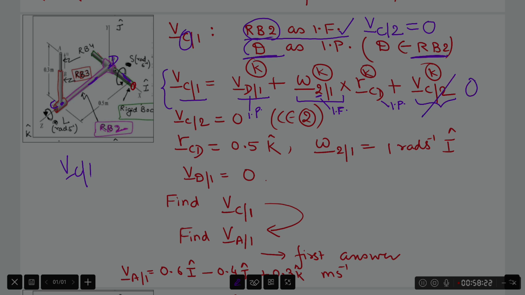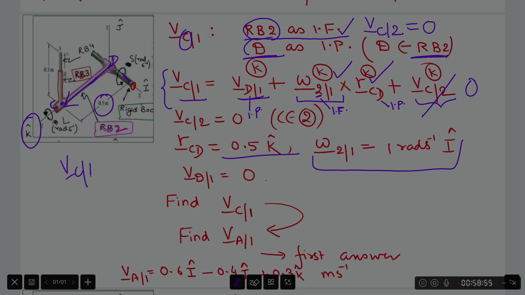Doesn't matter. RCD, do we know RCD? You look at RCD. Where is RCD? This is the vector RCD. Indeed, it is known. It is 0.5 meters along the K direction. That's what I have written. So this is also known. Omega 21 is indeed known. You go to the first slide when I started the problem. This information about omega 21 came directly from the problem statement: 1 radian per second along I. So this is known.